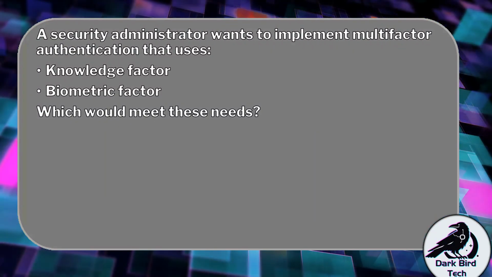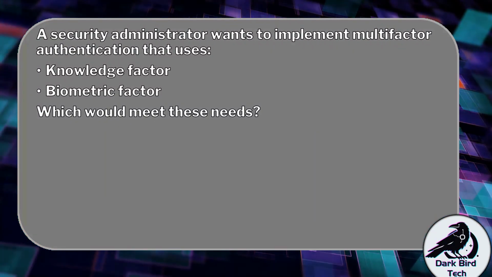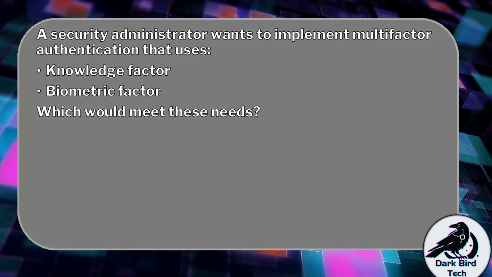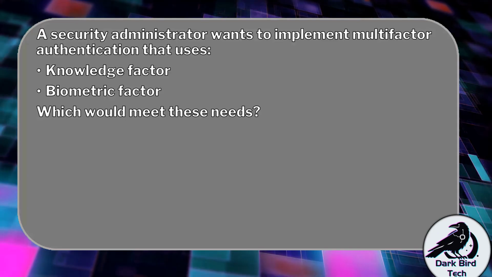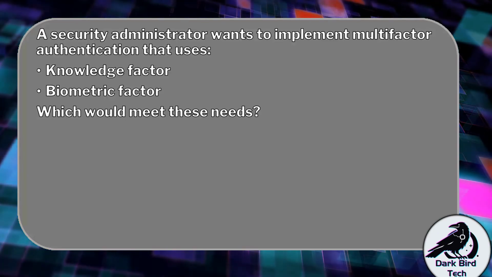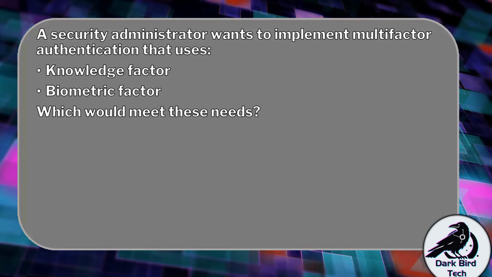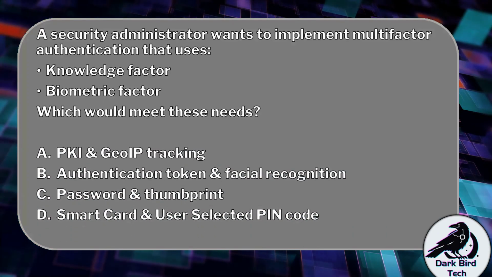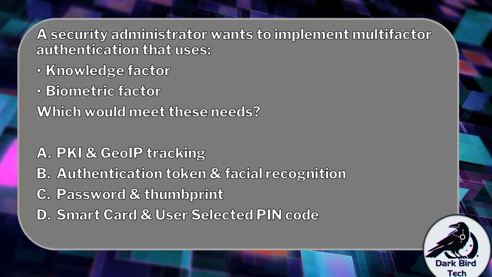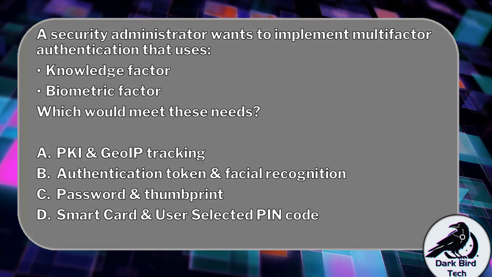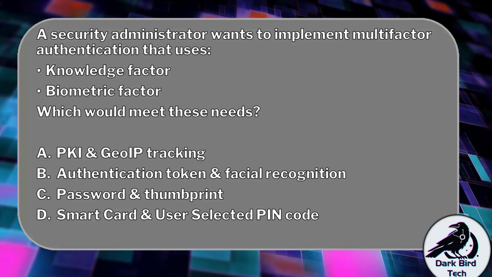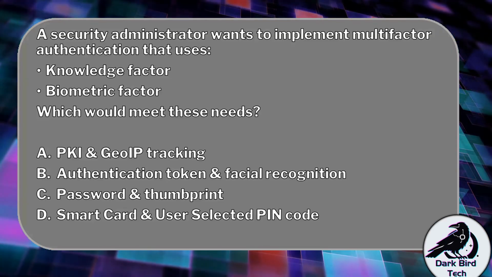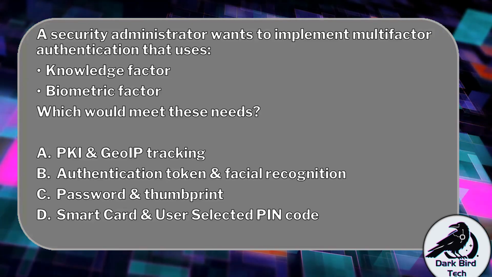Okay, question 47. A security administrator wants to implement multi-factor authentication that uses knowledge factor and a biometric factor. Which of the following would meet the needs? So I'll let you think about it. Pause if you want to. But our options are going to be PKI and geo-IP tracking, an authentication token with facial recognition, a password and a thumbprint, and smart cards and a user-selected PIN code.